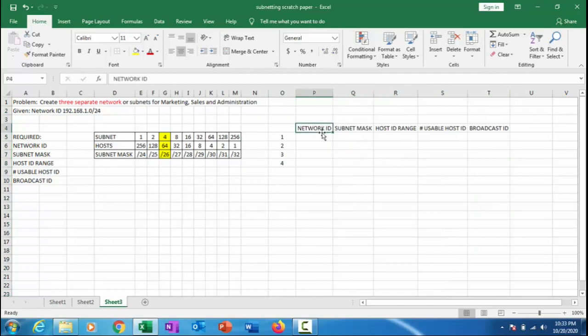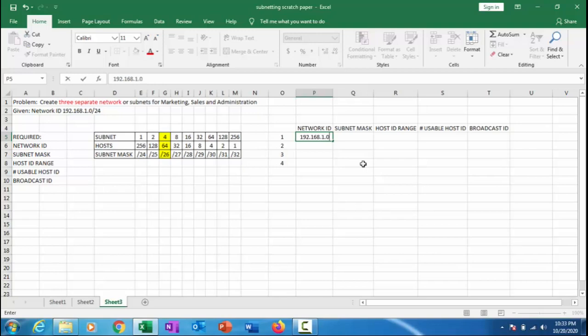For the network ID, based on what is asked, which is three separate networks, and what's given, which is 192.168.1.0 with subnet mask /24, we always start with what is given, the network ID. So what's given is 192.168.1.0.